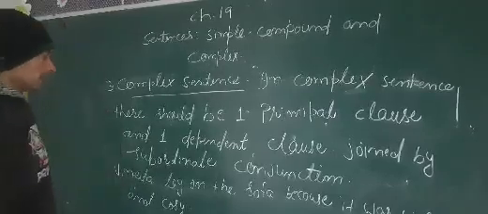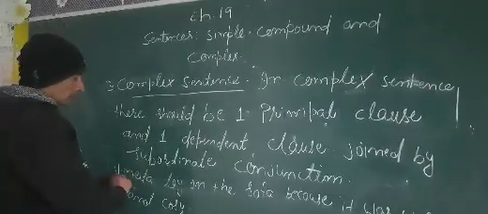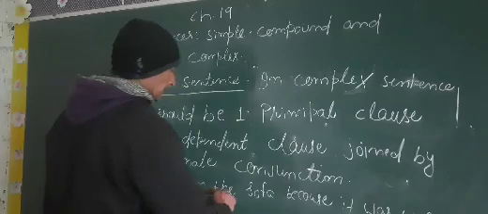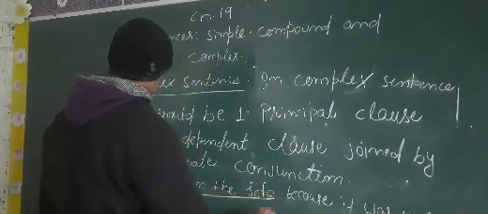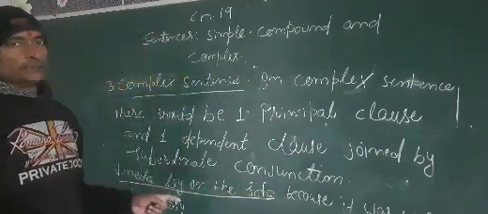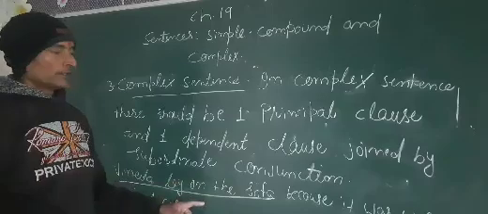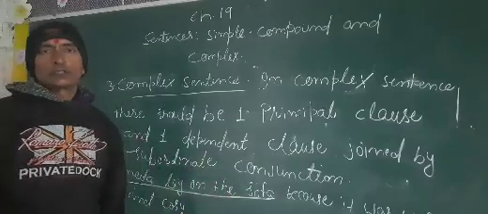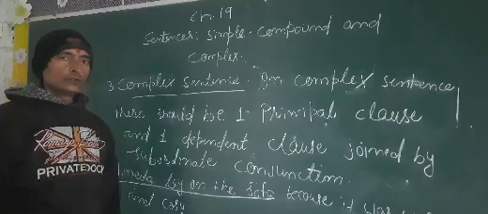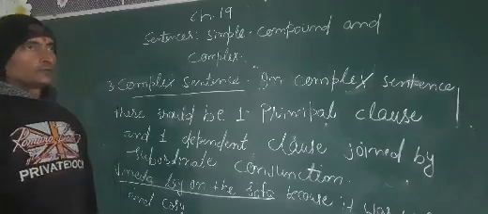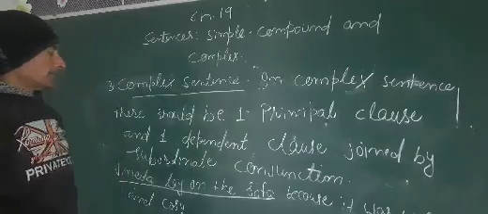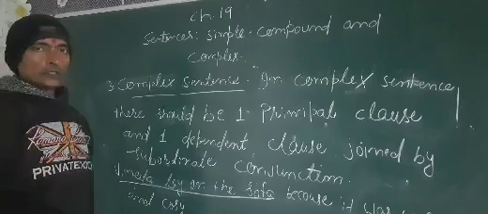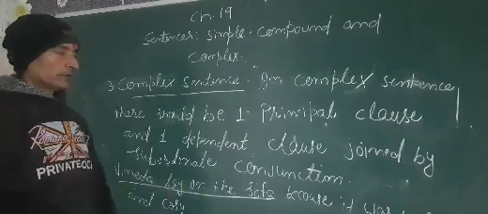So we can say that the clause from Vinita to sofa, Vinita lay on the sofa, is a principal clause because it is not depending on the other clause. A principal clause is that clause which does not depend on another clause. So this is the principal clause.